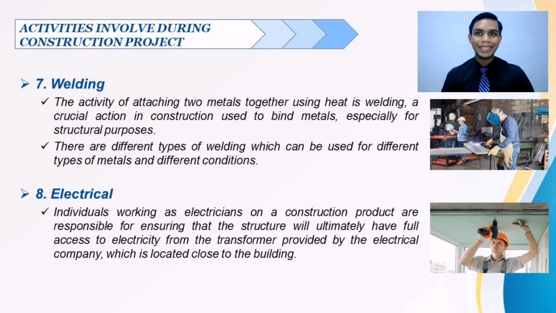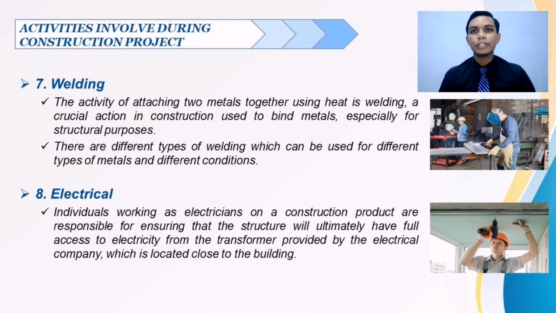7. Welding. The activity of attaching two metals together using heat is welding, a crucial action in construction used to bind metals, especially for structural purposes. There are different types of welding that can be used for different types of metals and different conditions. All welding is extremely skilled and can be difficult to master.